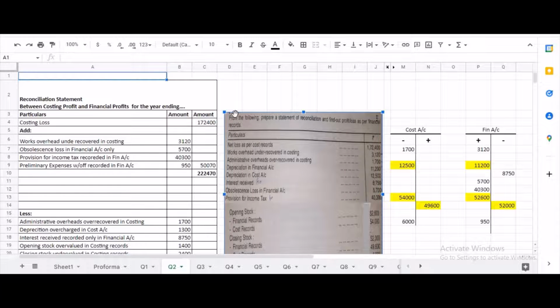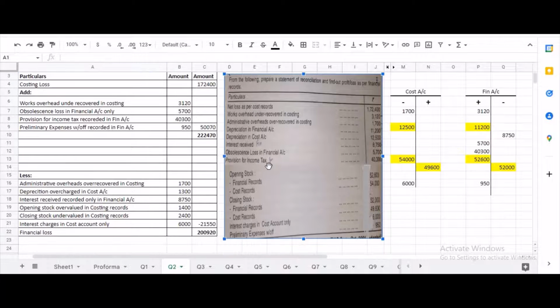Net loss as following. From the following, prepare a statement of reconciliation. Find out the profit or loss as per financial records. So we have to do it according to the financial record. First, the net loss as per cost records, that is 1,70,400. That is a net loss.